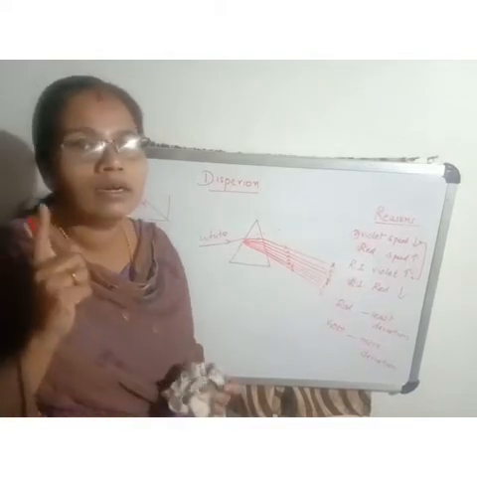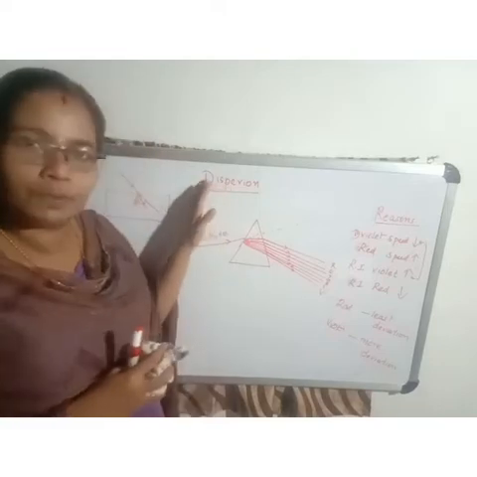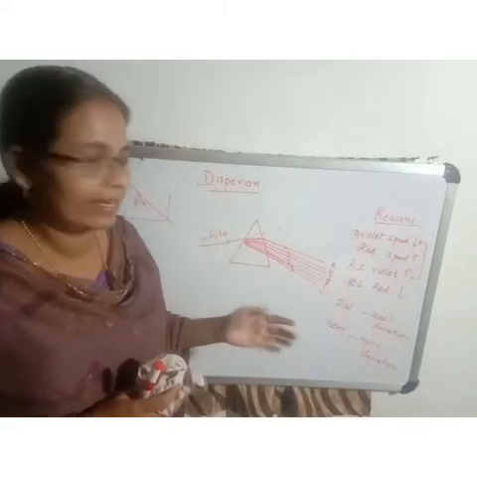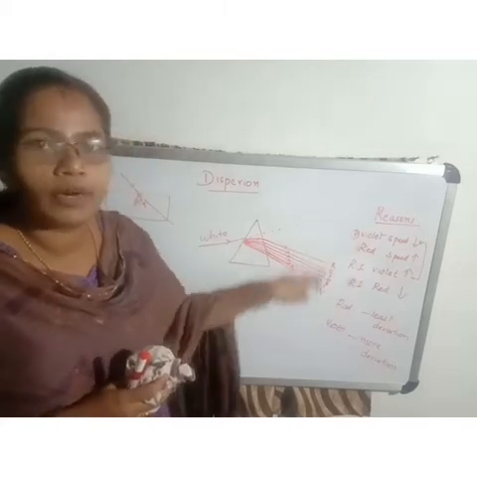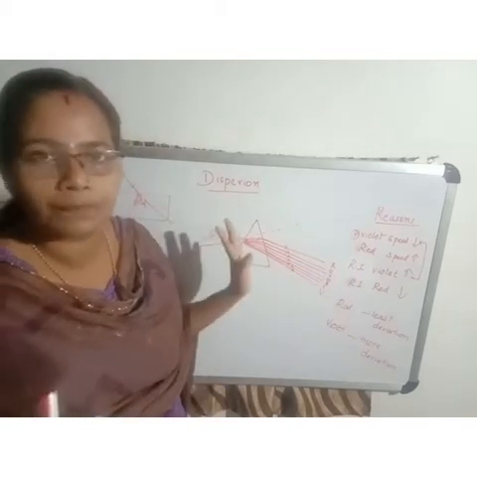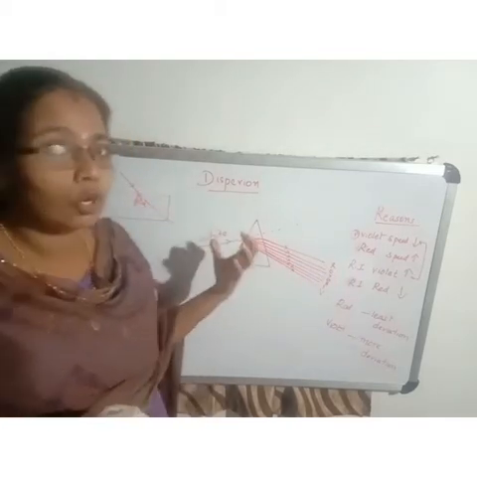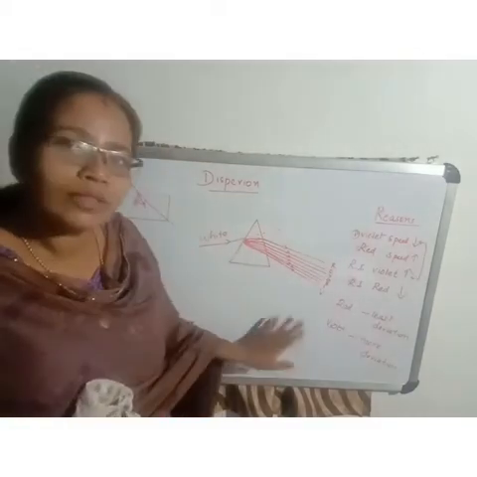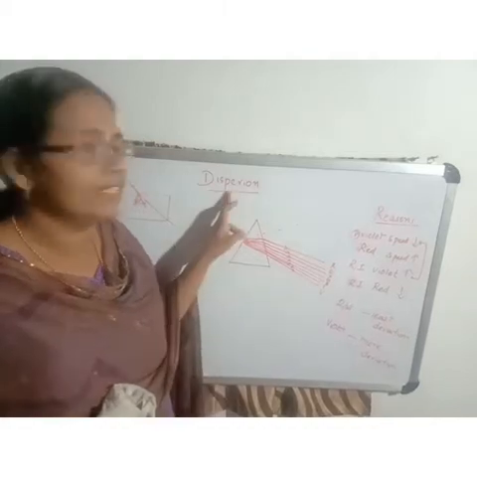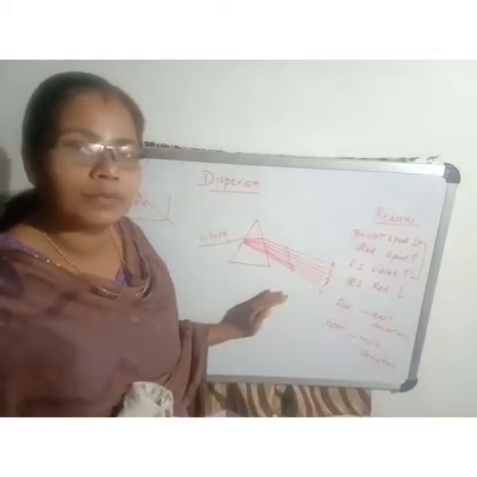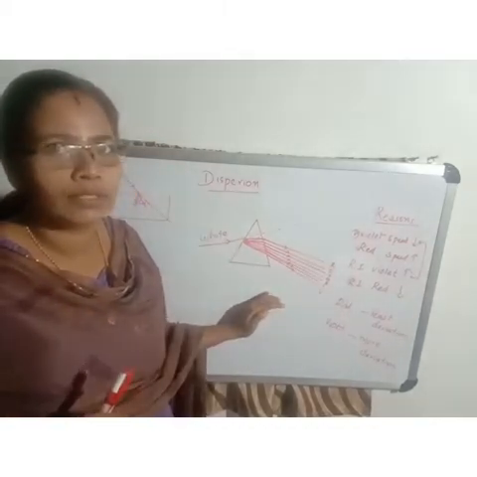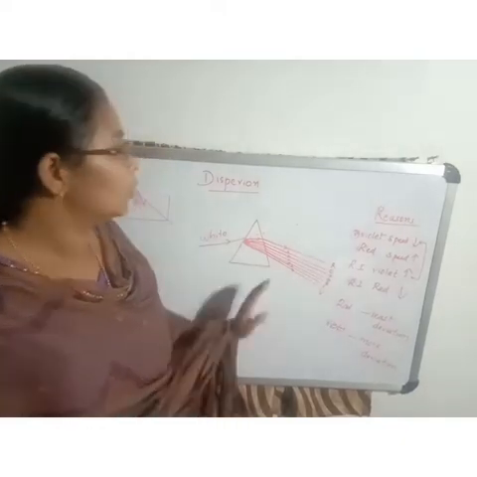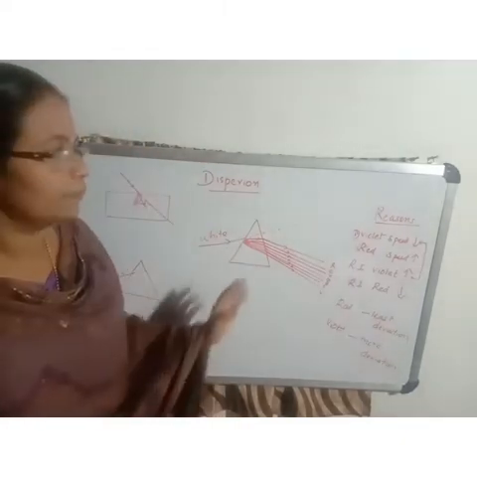So dispersion means the splitting of white light into its component colors on passing through a prism. Not only passing through a prism, that we will discuss later. So this phenomenon is called dispersion. And what is the reason for that? Usually for the CBSE board exam, they ask what the reason for dispersion is.